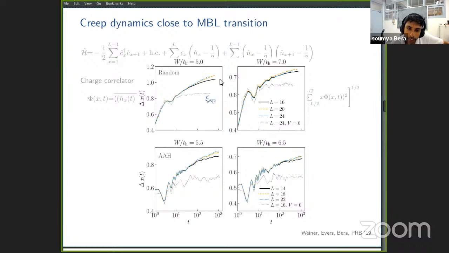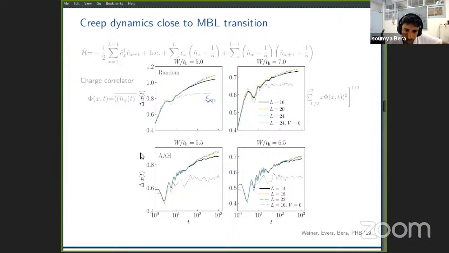And now what you see up there is the scenario up to the time scale that we can reach, which is like 10 to the power 3 in units of the hopping. What you see is that with increasing system size, we see a growth of this delta x. Another way of saying it is that the charge correlator increases, or the wave function propagates. And that keeps on happening at W equals 7, at least up to the time scale that we can see. Now, definitely whether it saturates or not, we have no data to confirm, but this is what we have. Just to give you an idea about the experiment, the experimental time scale is of the order of 10 to 20, in units of hopping.